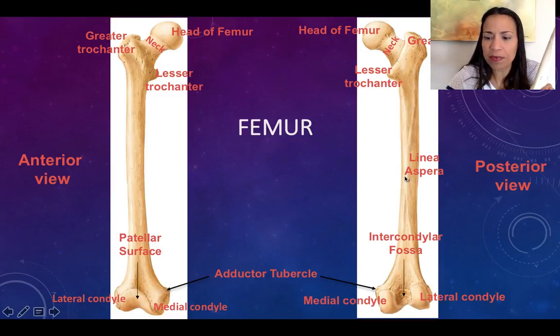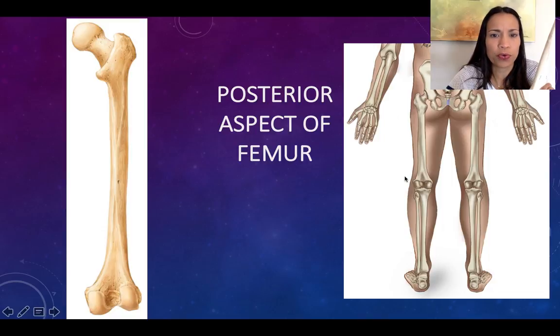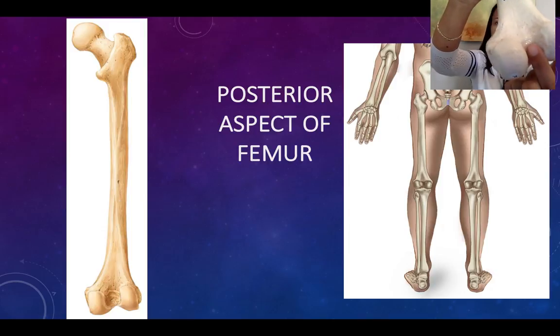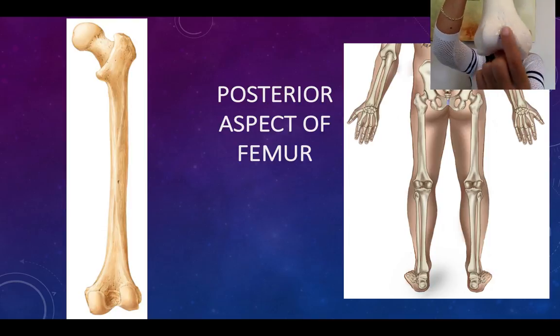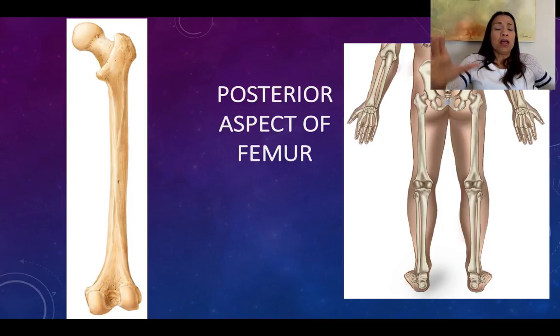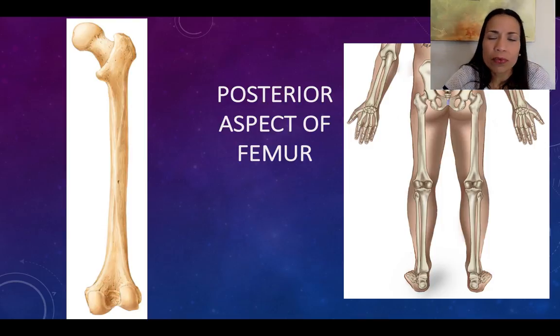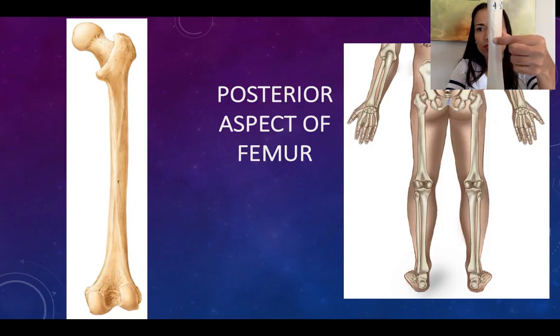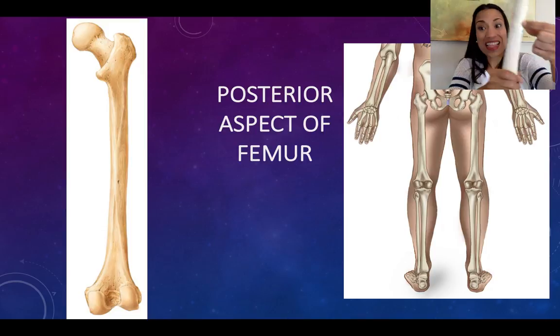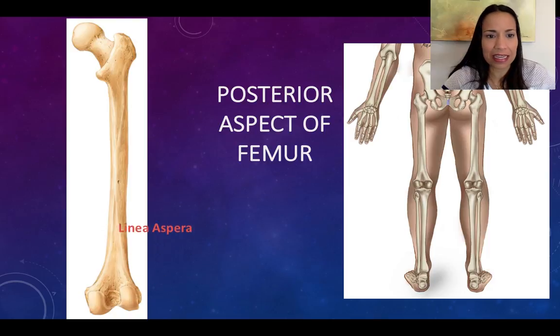And we're going to start describing the linea aspera. But let me show you here. This is only the posterior view of the bone. And you know it's a posterior view because the condyles are looking at you. If they don't look at you, you can see the patellar surface, that's anterior. The condyles are looking at you, posterior. So, see, right in the midline, we have a ridge, literally. It's just a ridge. This ridge in here is called the linea aspera.